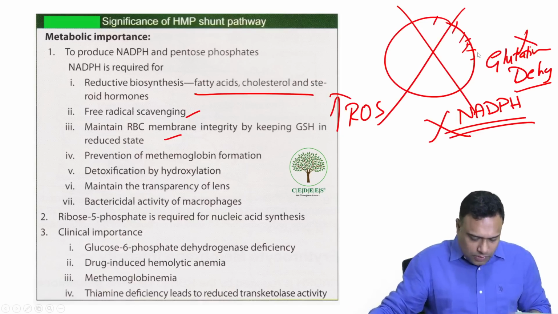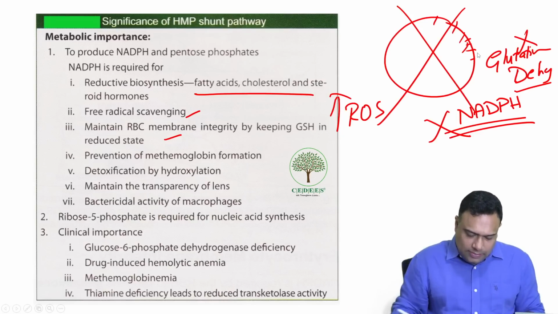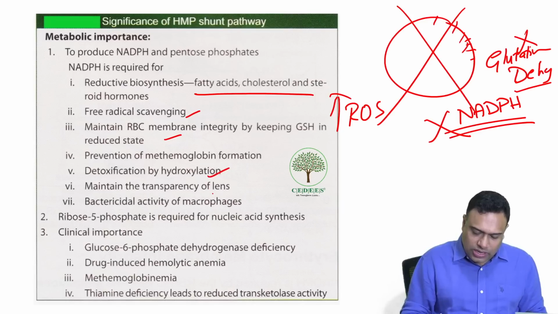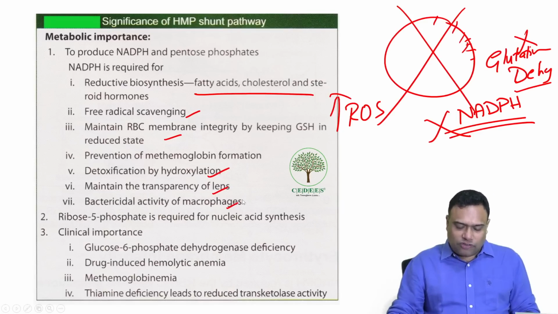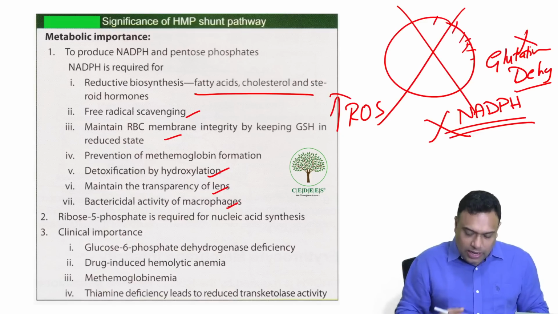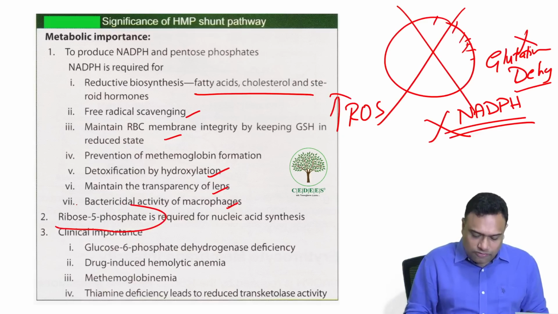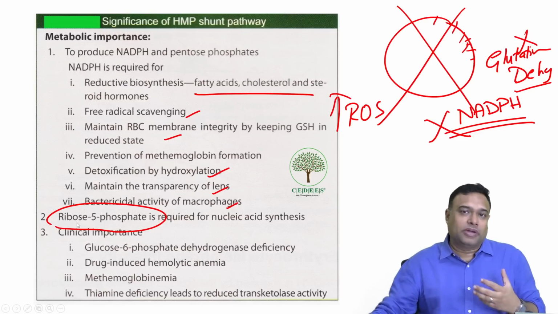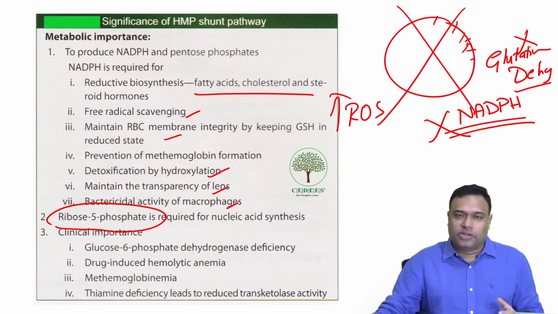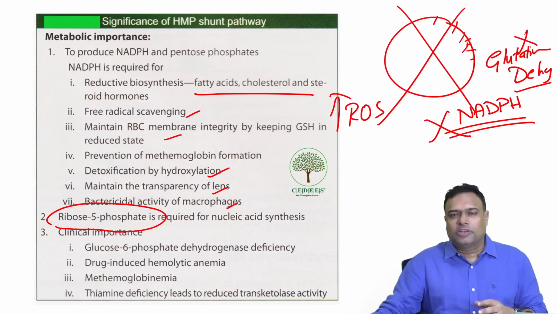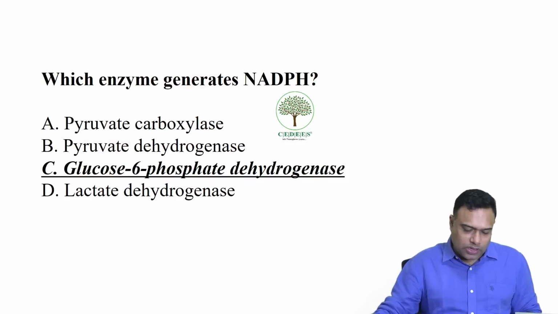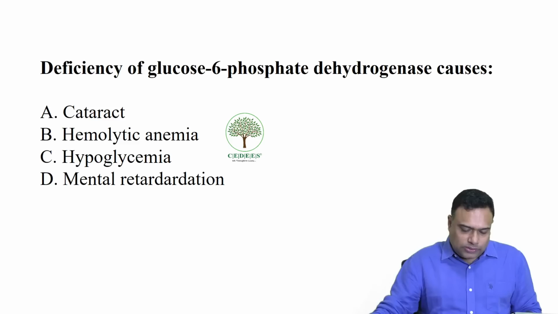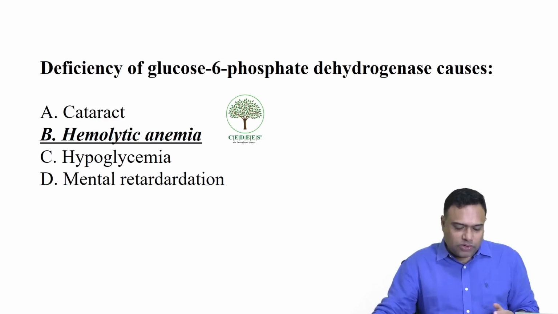Okay. So there's a few things like detoxification by hydroxylation, maintaining the transparency of the lens, bactericidal activity of macrophages and all that, right? And pentoses, you have ribose 5-phosphate. These are pentoses which are produced. So the HMP pathway is majorly known for NADPH and pentoses. So this we have done. Deficiency of G6PD would cause hemolytic anemia.